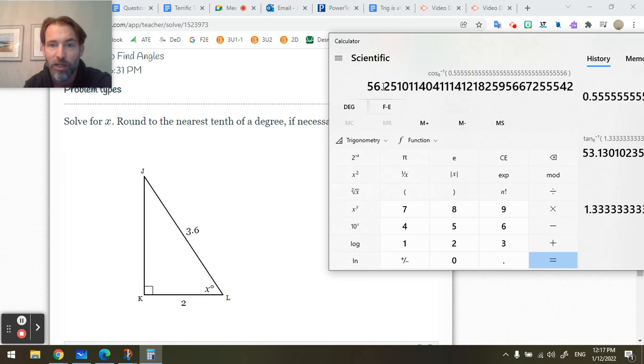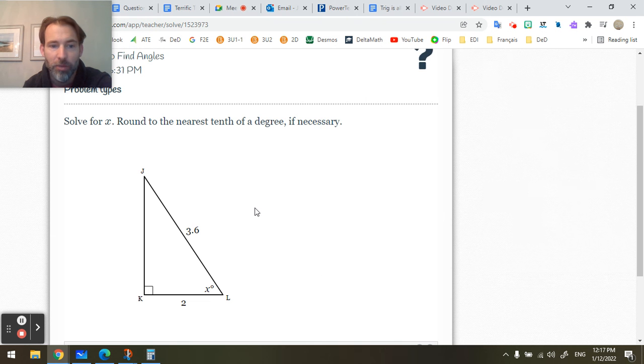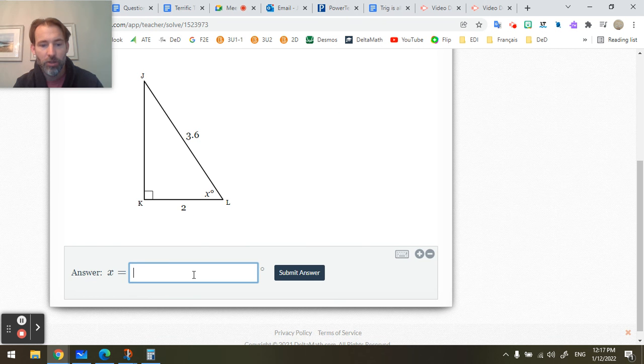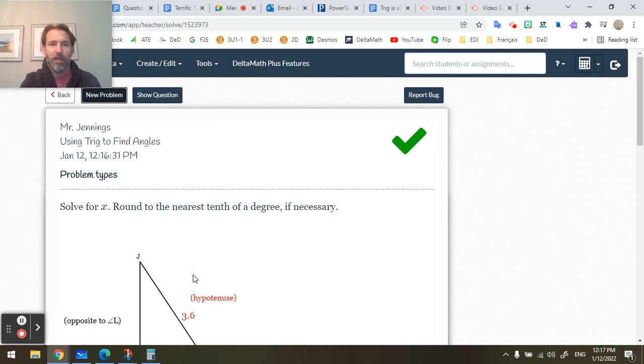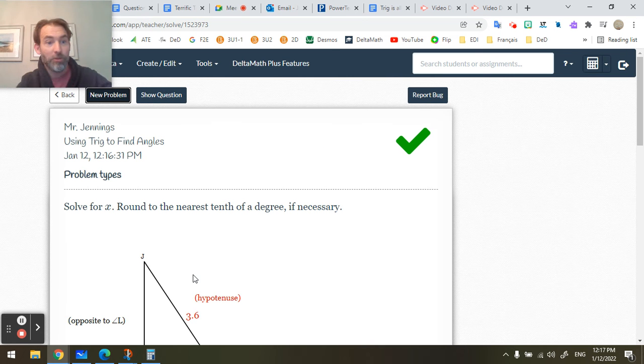So they want 56.3 because that 5 makes it round up. So I put in 56.3 and I push enter. I push enter again, and it tells me I'm correct. Hooray! Do that 13 times so that you can get some practice, people.